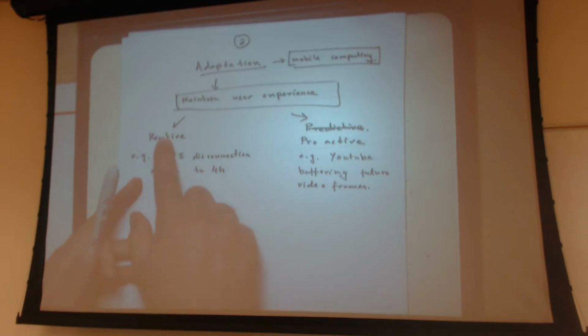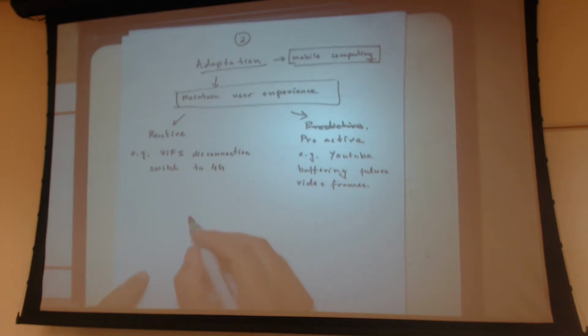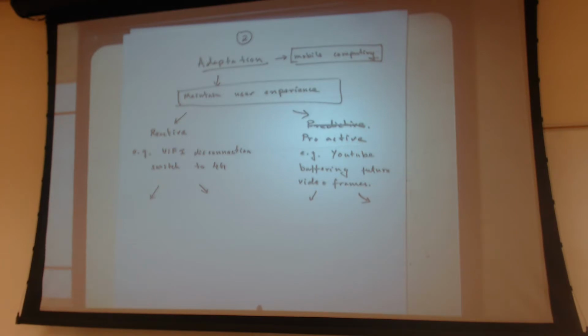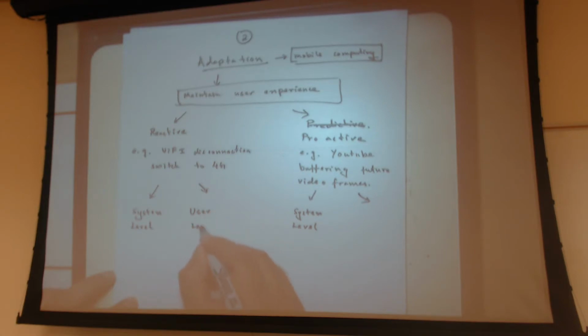Now each of these, reactive and proactive, can be further subdivided into two categories. One of the categories is system level and the other category is user level. Now we will see what these are.